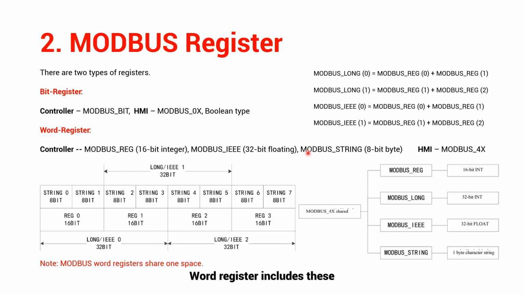The word register includes these. For HMI, they are called Modbus 4x. And these word registers share the same variable space. It can be seen that one long equals two reg addresses. One IEEE also equals two reg addresses. That is, please note their addresses can't be the same.